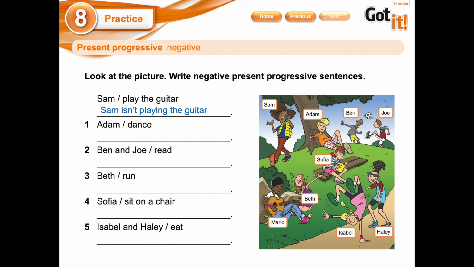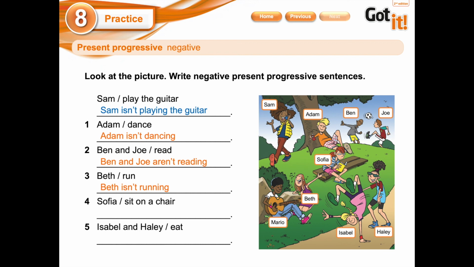I have Adam dance, but I pay attention to the photograph, and here Adam is not doing that action. So Adam isn't dancing because he's listening to some music. Number 2, Ben and Joey, and we have them here, the 2 boys, but they are not reading. So Ben and Joey aren't reading. Let's continue with Beth, run. But Beth is not doing that. So Beth isn't running. Remember that with the word run, you must double the N and add ing.